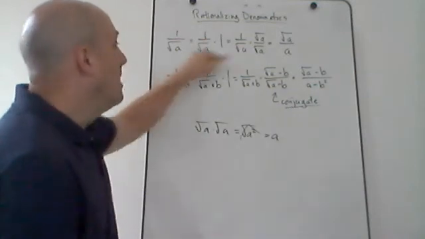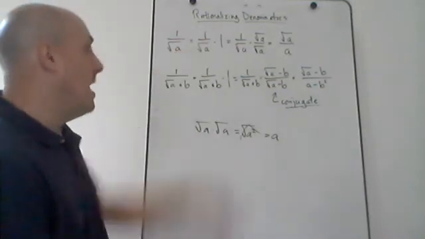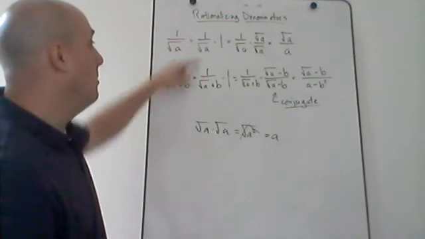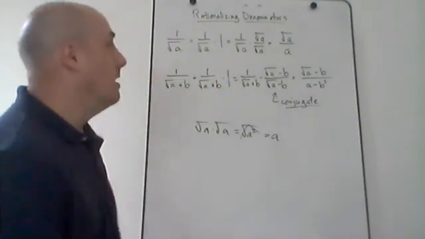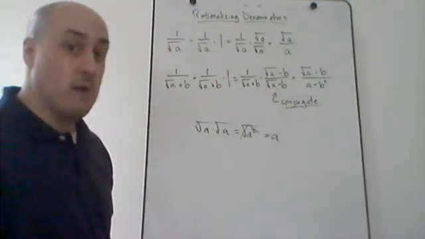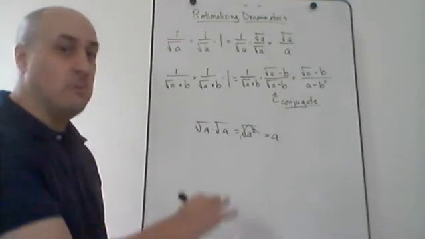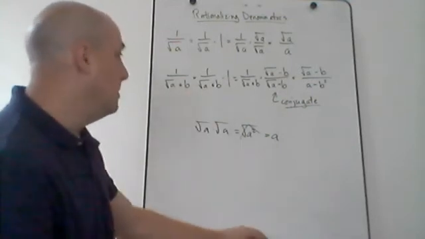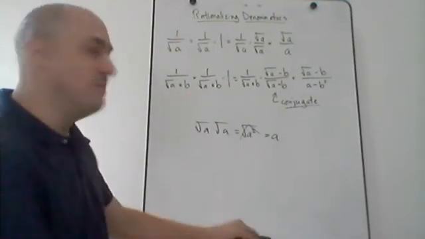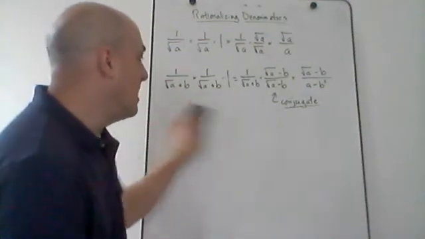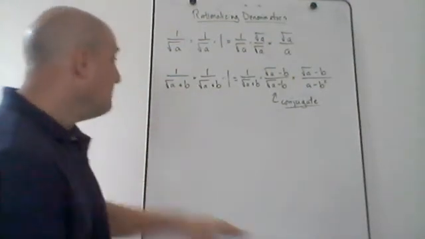So if we have just a square root in our denominator, we rationalize it by multiplying both the numerator and denominator by that same square root. We'll do an example of this in a couple minutes after I talk about this other way to rationalize. We'll do an example of each of these types. So that's if we just have a single square root in our denominator.